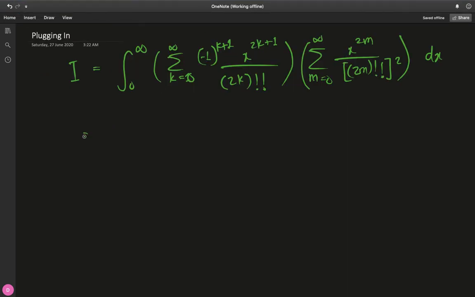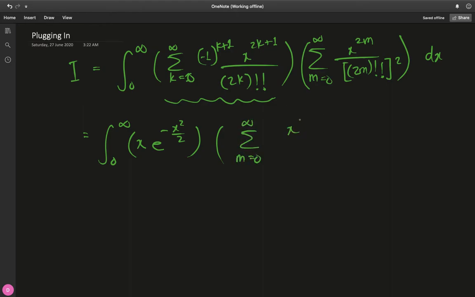So that's the basic original problem we started with, but we know the value of this, right? This is just x times e to the minus x squared over 2 multiplied with this, basically sum from m equals 0 to infinity of x to the 2m divided by, we can represent this double factorial as 2 to the m times m factorial, but the whole thing squared because of the square, dx. So that is basically the simplified integral that we need to calculate.